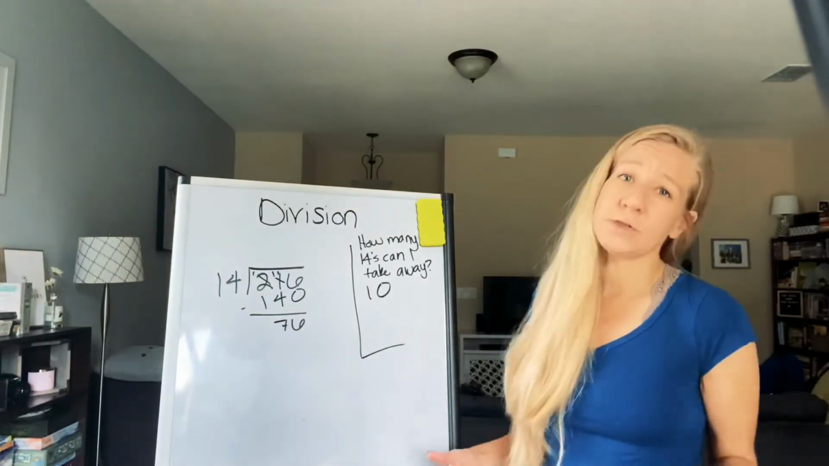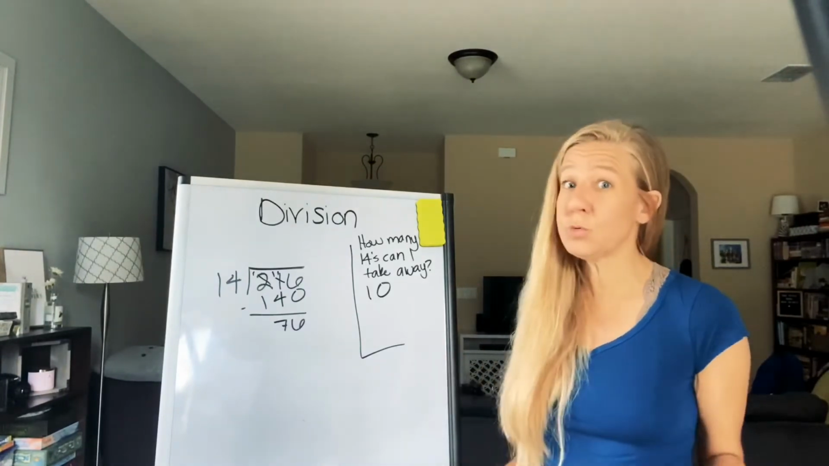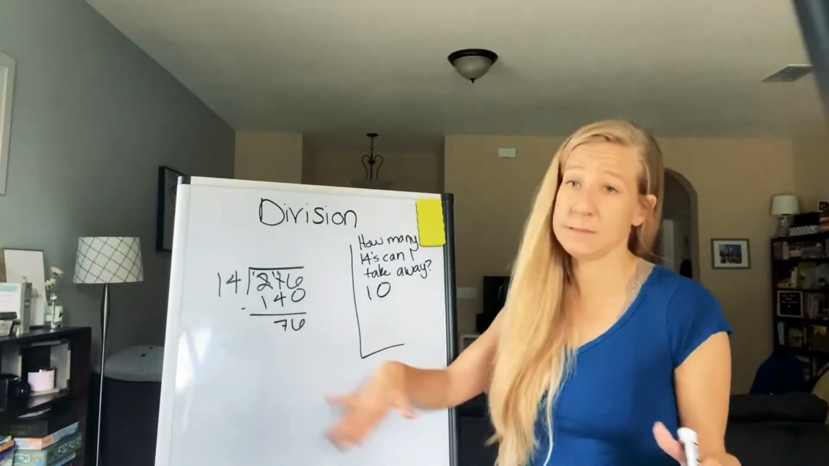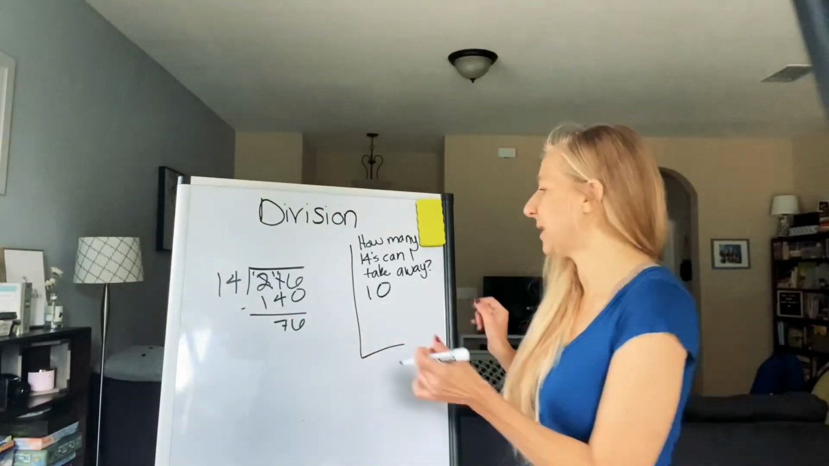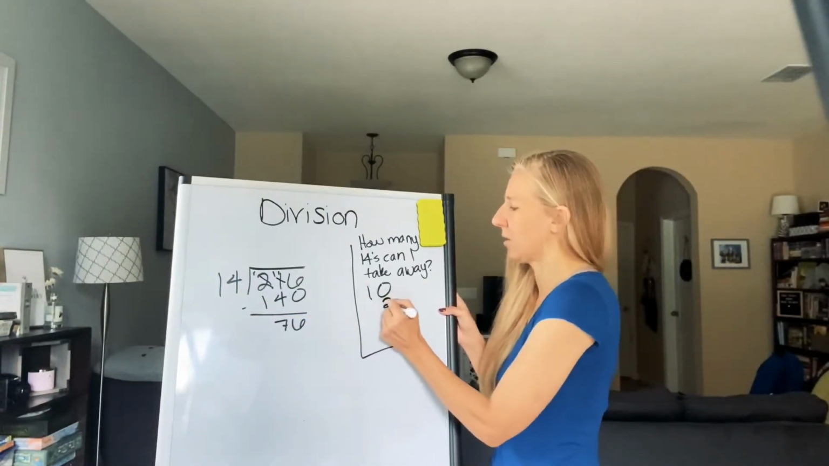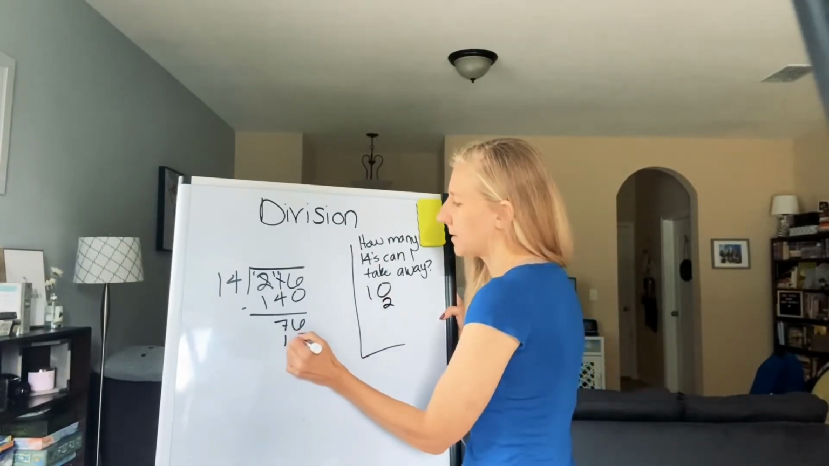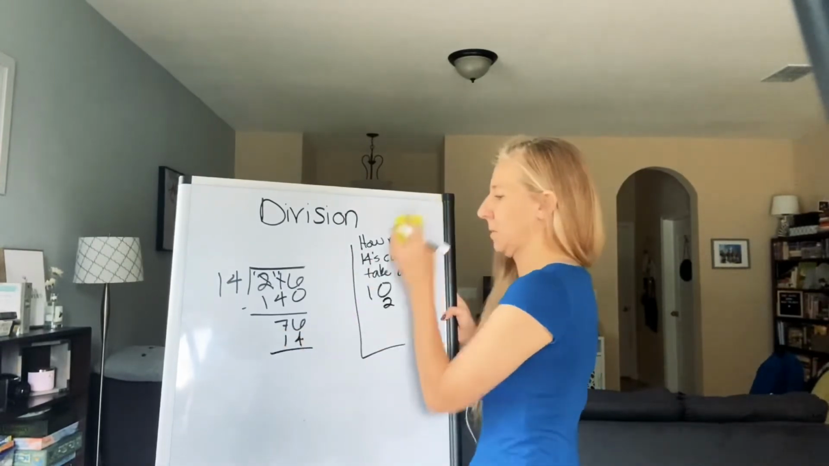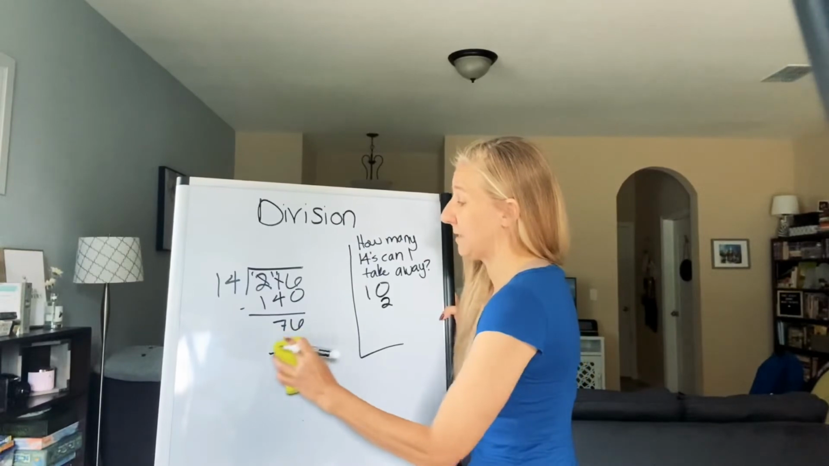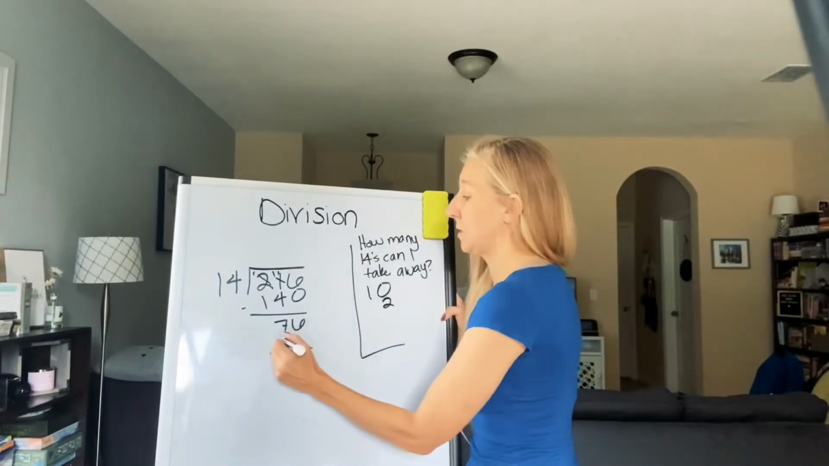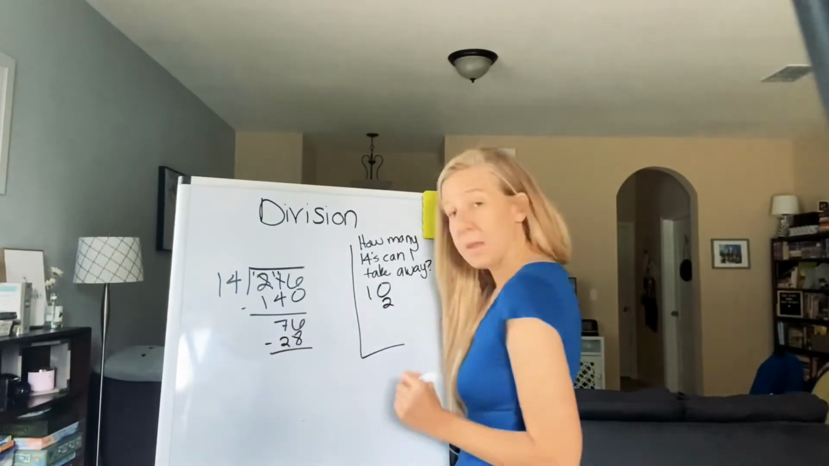Now, I don't know my 14 times tables that high, but I do know that 2 14s is 28. So let me take that because that's a good size chunk here. So let's take out 2 14s. Oh, 2 14s is not 14. That's a common mistake there. 2 14s is 28. All right.